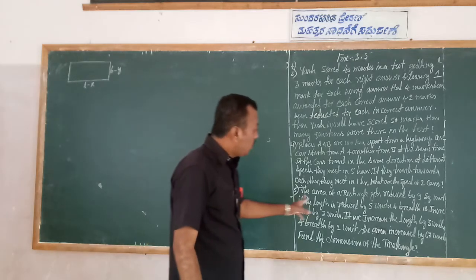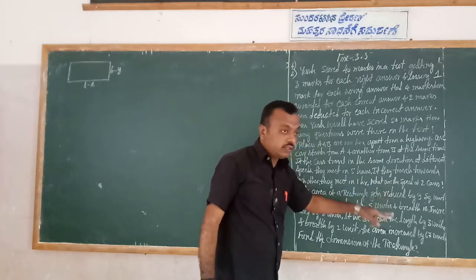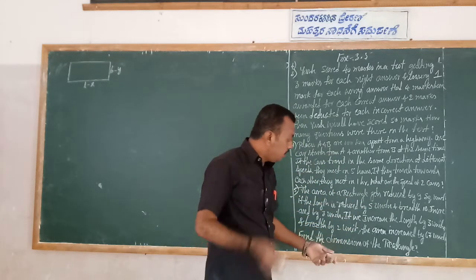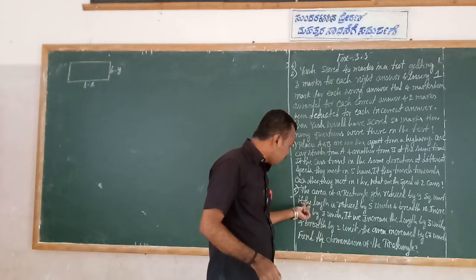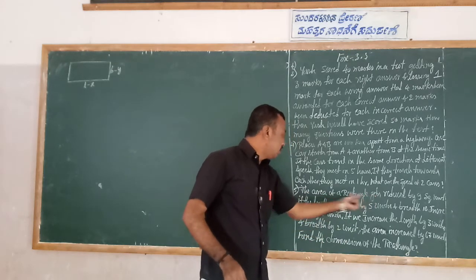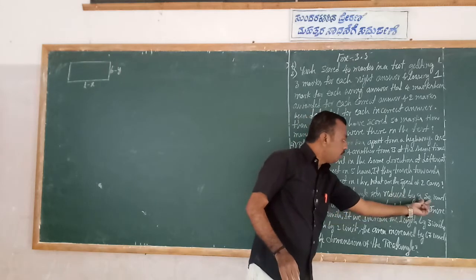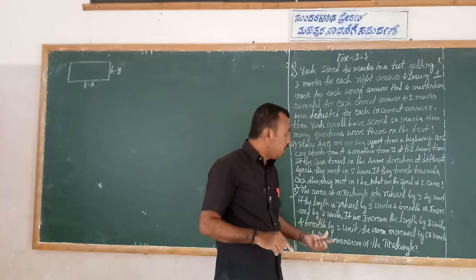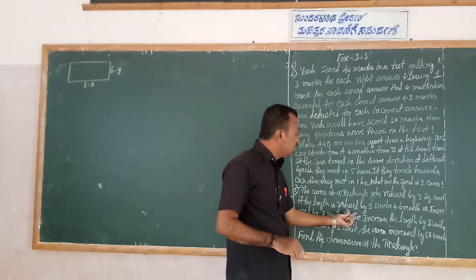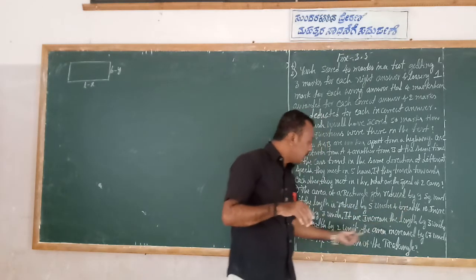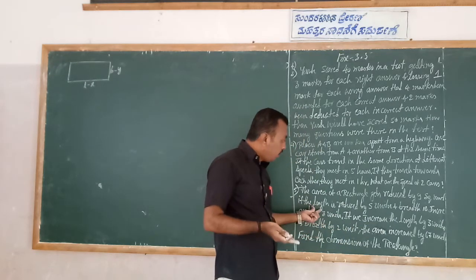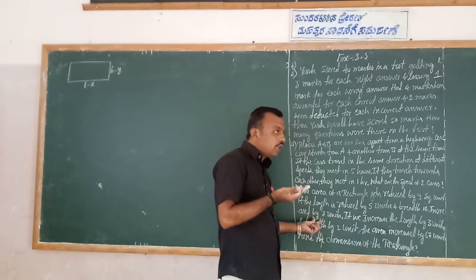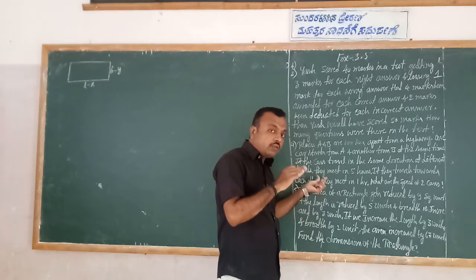See, the area of the rectangle gets reduced by 9 units. Reduced means decreased, and increased means raised. See, the area of the rectangle gets reduced by 9 square units if the length is reduced by 5 units and breadth is increased by 3 units.